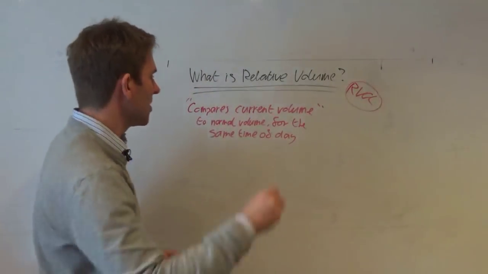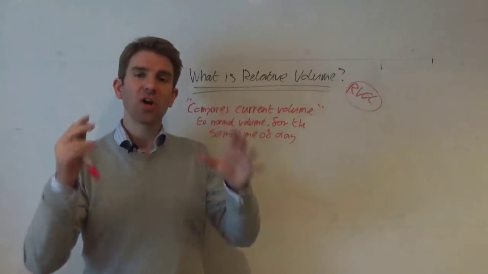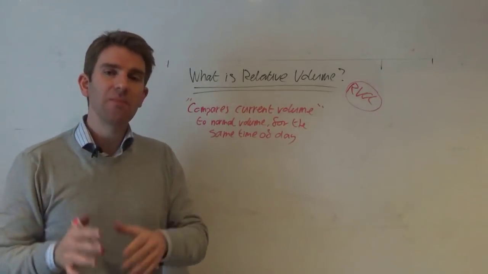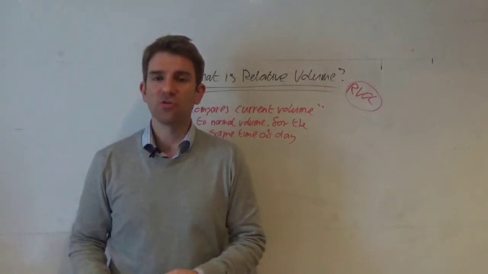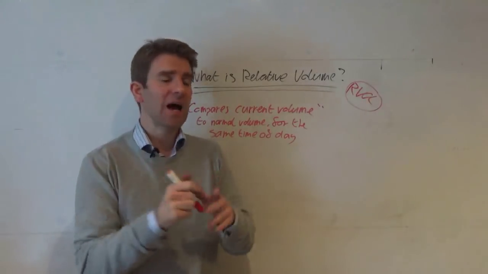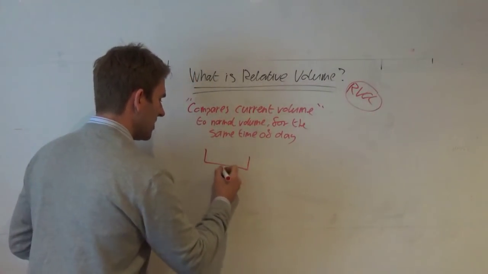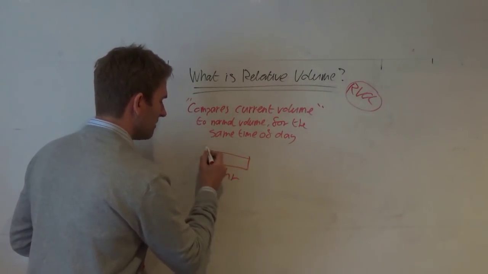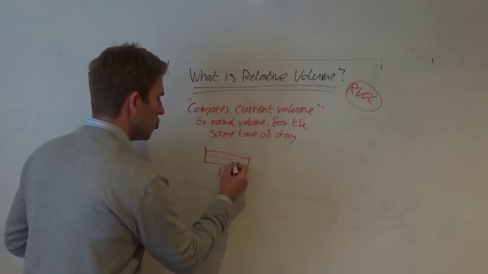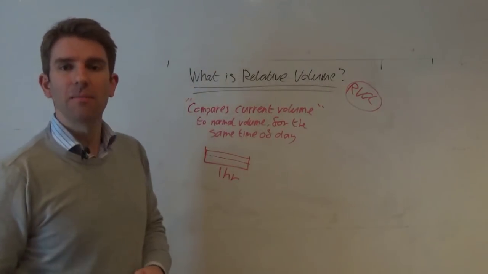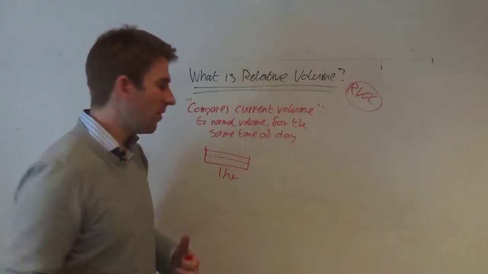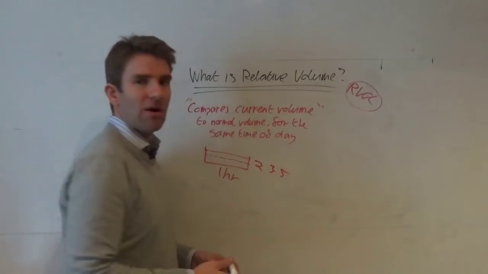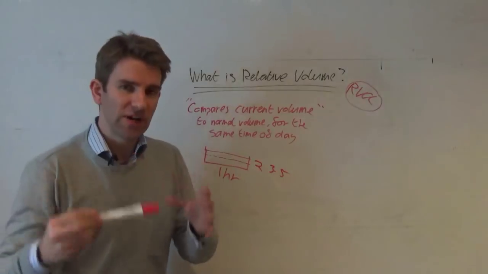Let's talk about it. Relative volume compares the current volume to the normal volume for the same time of day and expresses it as a ratio. So let's say we're looking at the first hour of trade. It's going to compare the current level of volume against the normal volume, and give us a number. If it's running at twice the normal volume, the number is going to be 2. If it's running at 3.5 times, it's going to be 3.5. You get the idea.